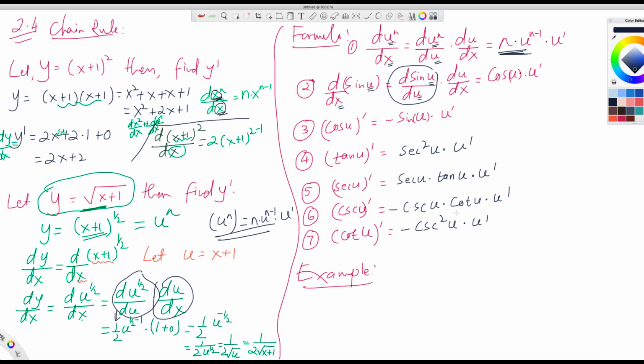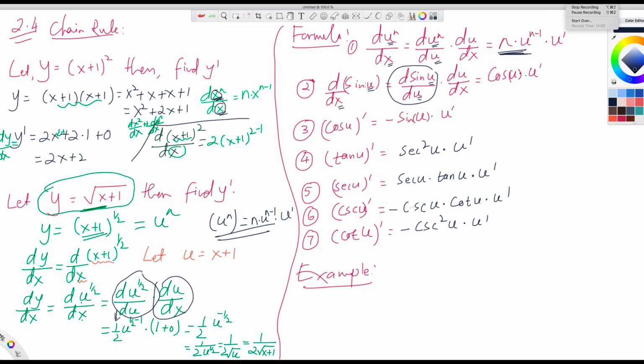So this is nothing new. We have the formulas of all these trig ratios already. The only difference is if that base or that angle is different from x and you are finding the derivative with respect to x.